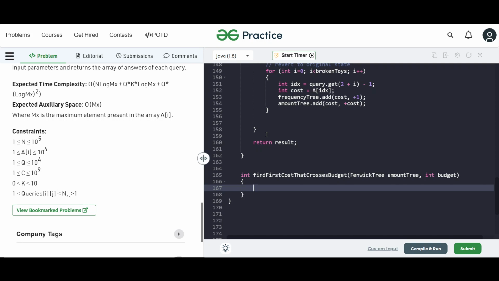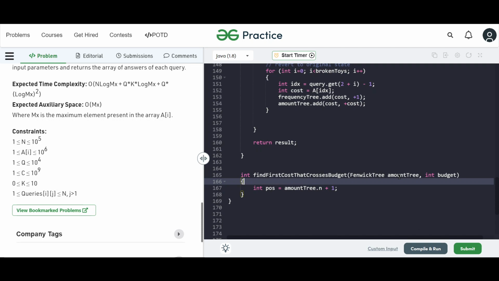Now there are two edge cases, right? So first edge case is, well, there is no such cost that crosses budget. That means that you can buy everything. And then what would you return then? In that case, we'll return whatever is the maximum cost plus one. So we'll initialize this to amount tree dot n, which is the maximum cost. And if you can buy everything, then the first cost will be the next cost after that, but the next cost after that doesn't even exist, right? So that's fine.